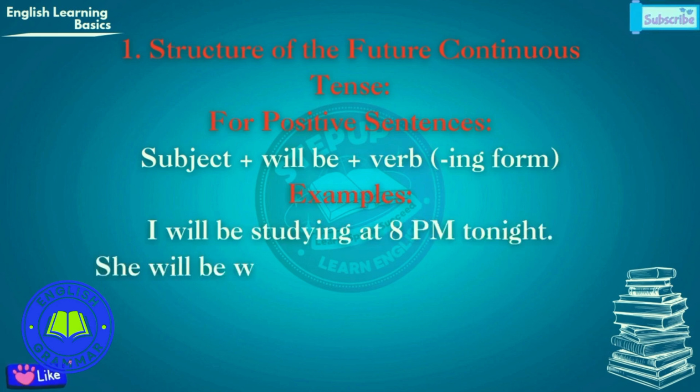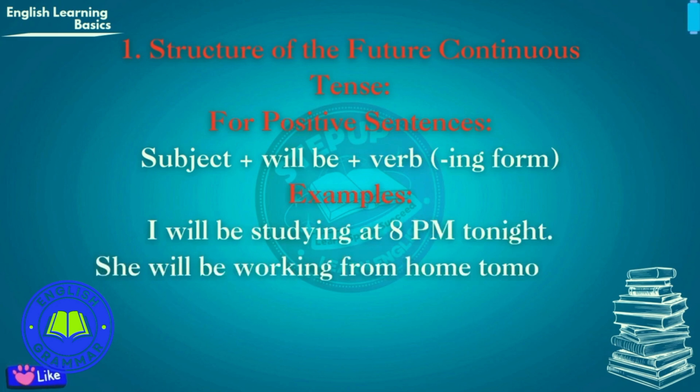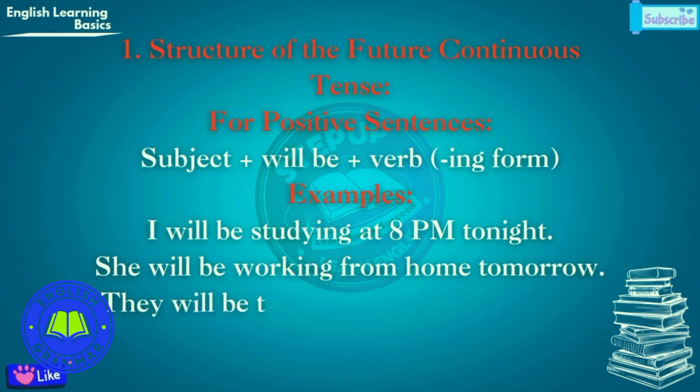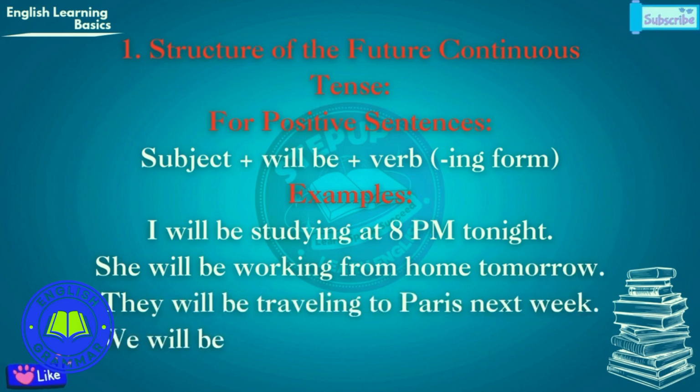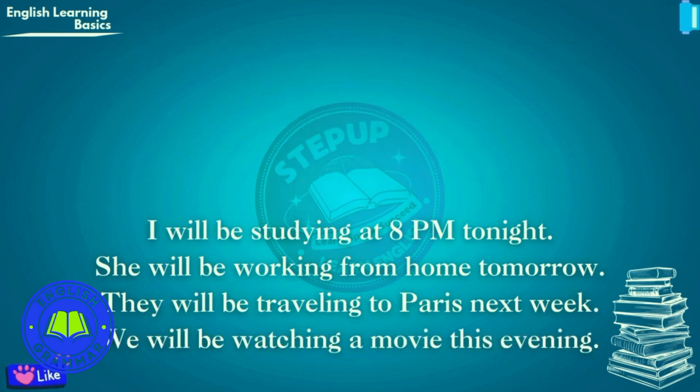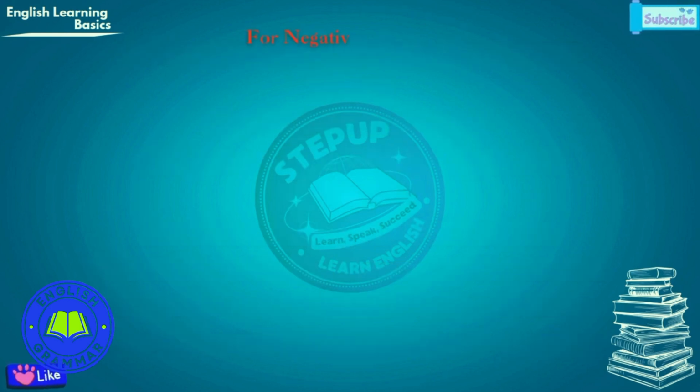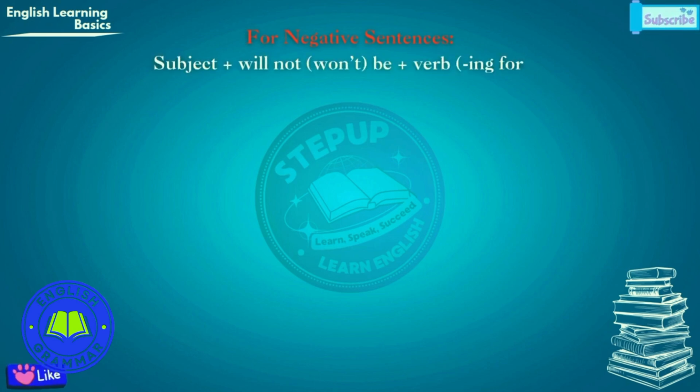Examples. I will be studying at 8 p.m. tonight. She will be working from home tomorrow. They will be traveling to Paris next week. We will be watching a movie this evening. For negative sentences: subject plus will not, won't, be plus verb, ing form.